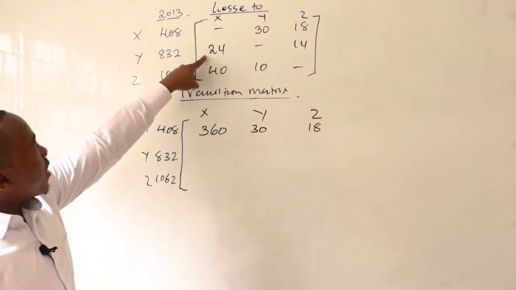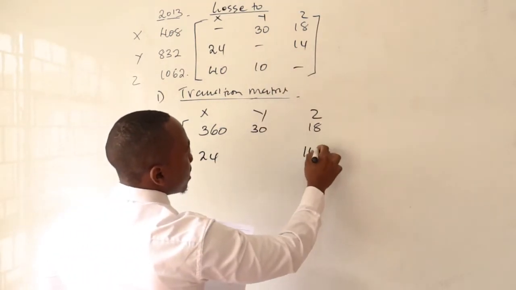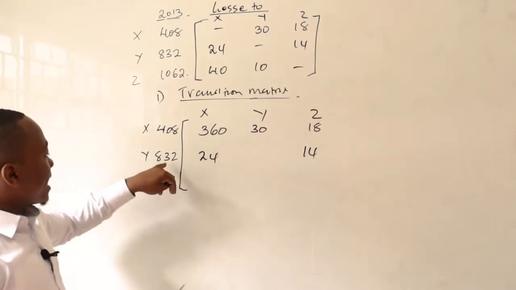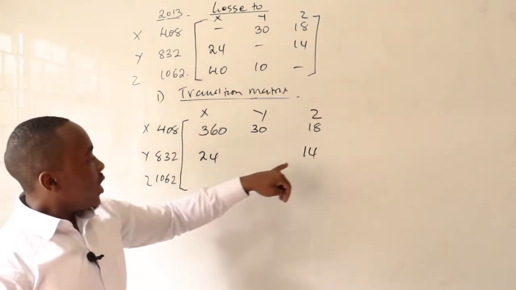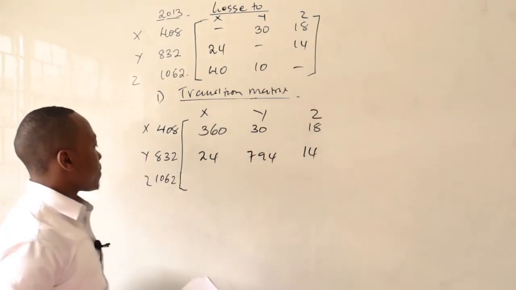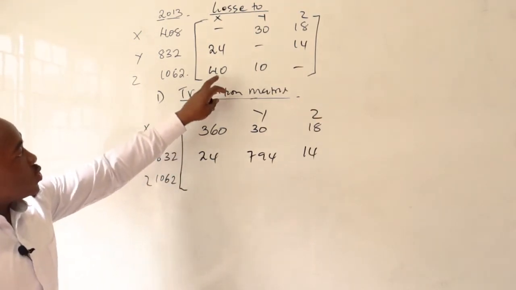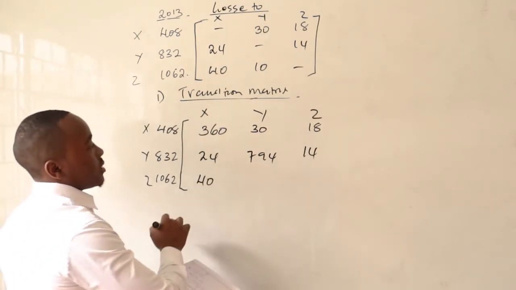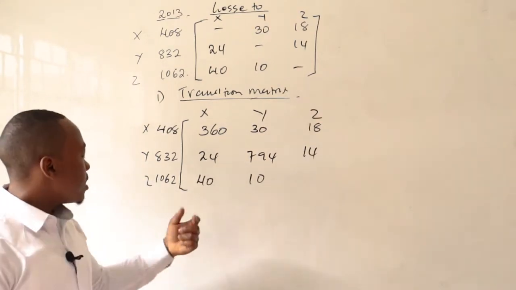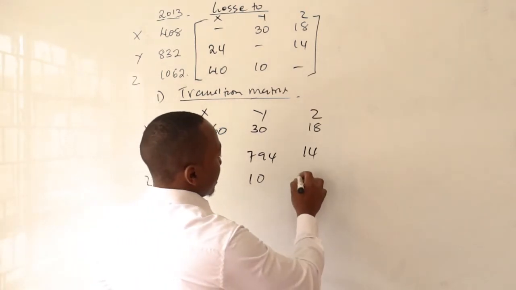We go to Y. Here you are told that Y lost 24 to X and lost 14 to Z. That's the losses to. Can we get the retention, because this one is given as dash? You take 832 less 24 less 14, and you have 794. Z, we had 1062 members. Here you are given the losses to. We lost 40 to X and 10 to Y. How much did we retain? You take 1062 minus 40 minus 10, and you have 1012.